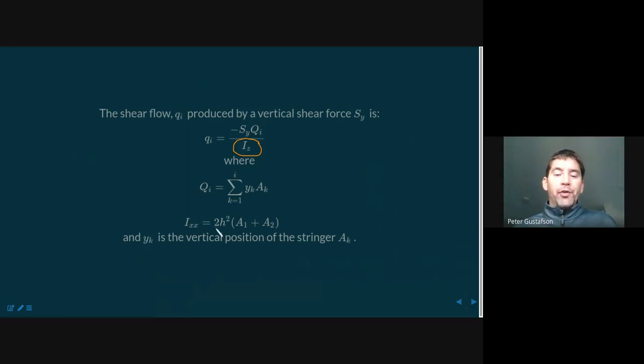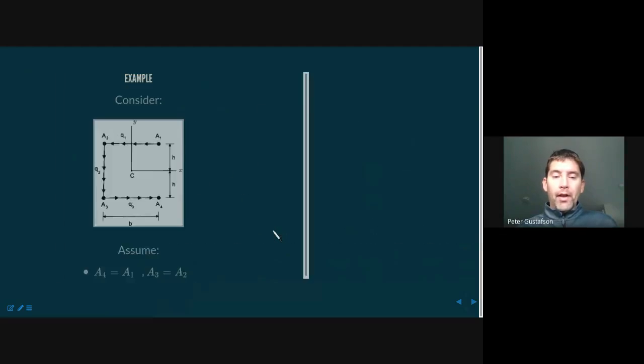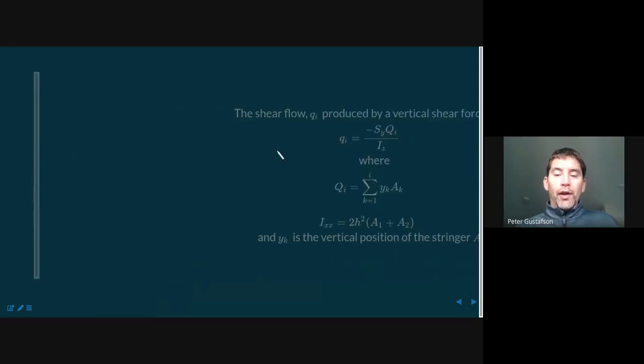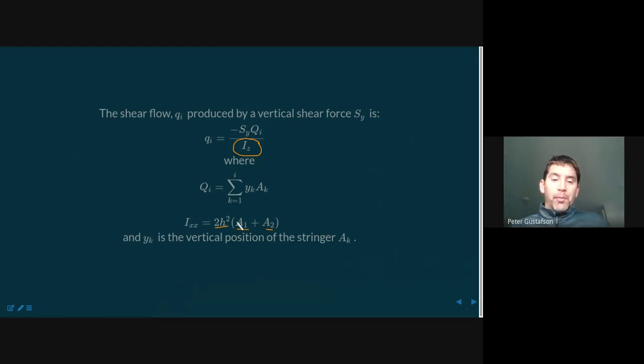So Ix is going to be 2h squared times the sum of the two areas. In this case, you'll note that h is the distance from the centroid vertically. The total thickness here is 2h, and so I'm counting h as only one distance. And of course, you guys remember the parallel axis theorem. It is the local I value, area moment of inertia of the local section, plus the distance squared times the area.